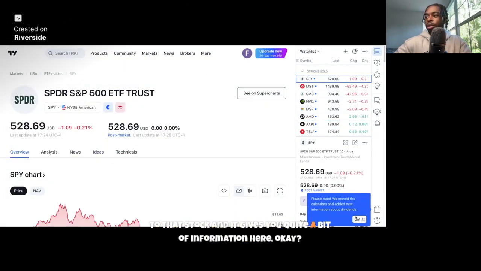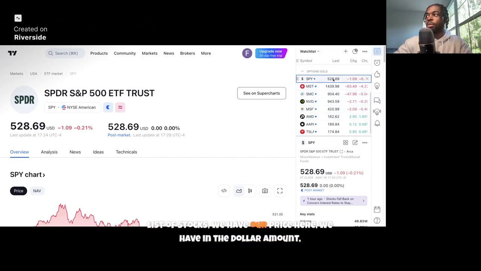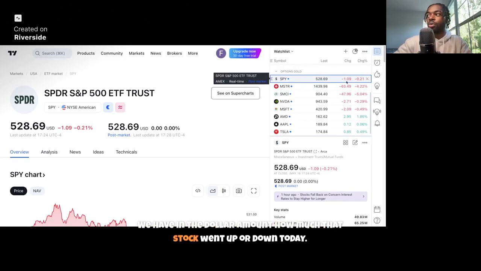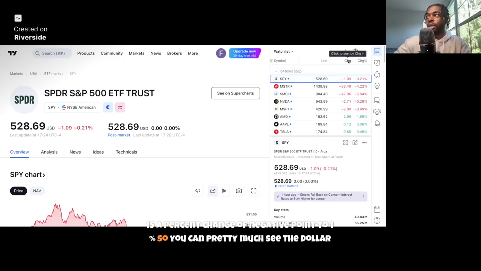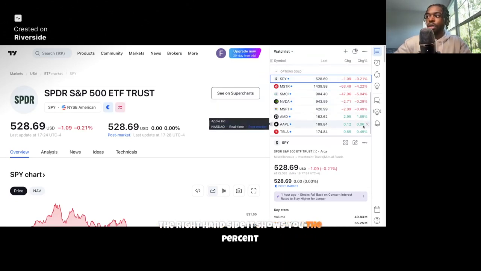and it gives you quite a bit of information here. What we're going to be looking at is on the right hand side. Again, we have our list of stocks. We have our price here. We have the dollar amount, how much that stock went up or down today. This is red, so it means it went down. The SPY went down $1.09, which is a percent change of negative 0.21%. So you can pretty much see the dollar amount here, how much it went up or down, and then on the right hand side it shows you the percent.